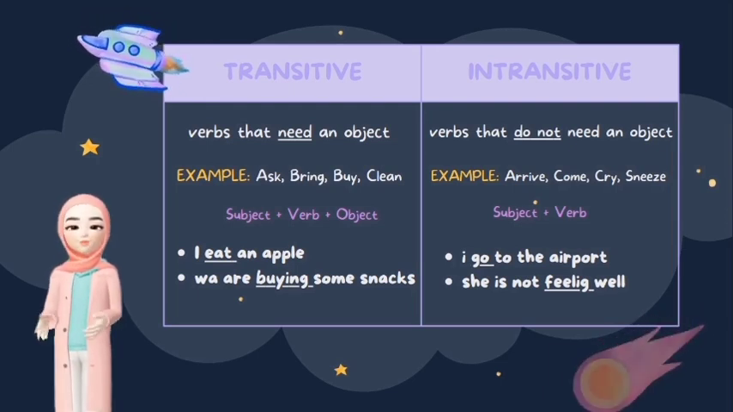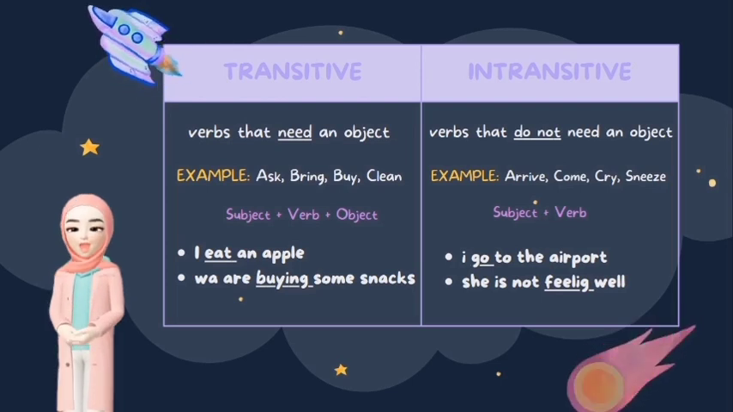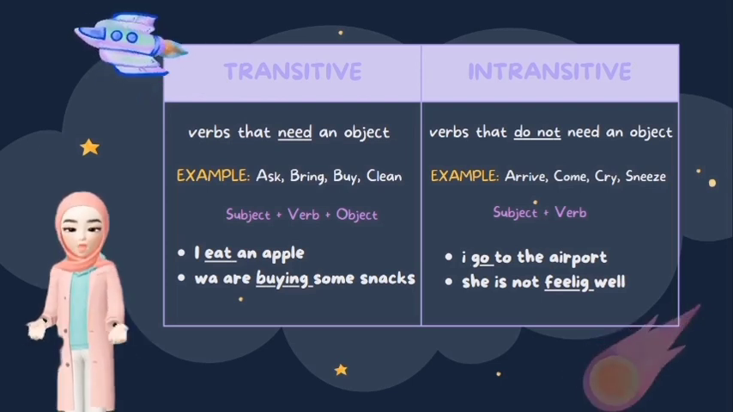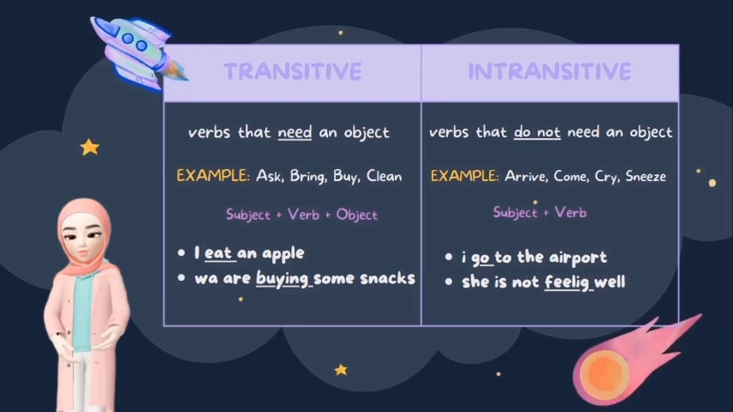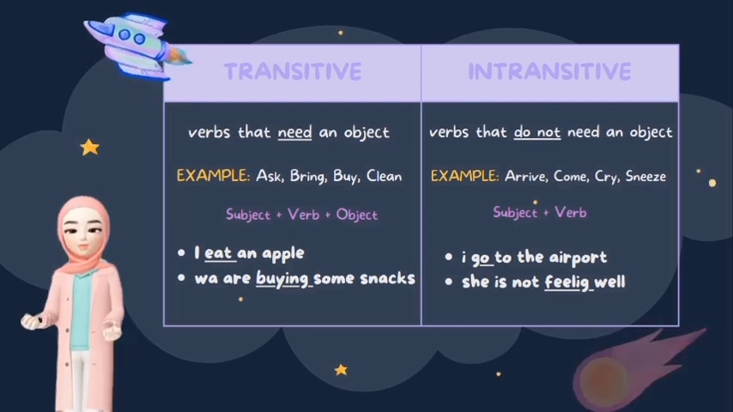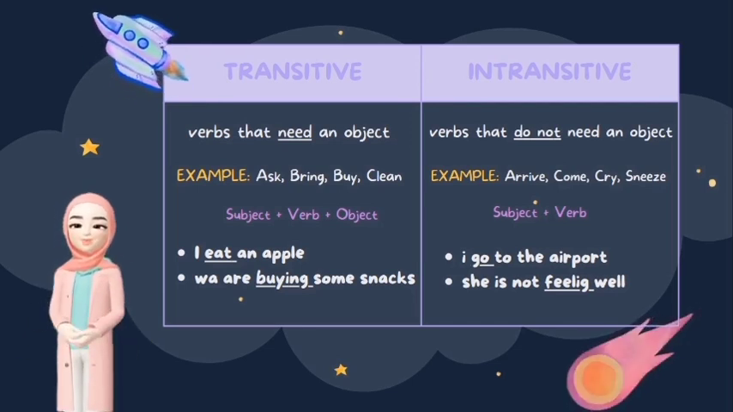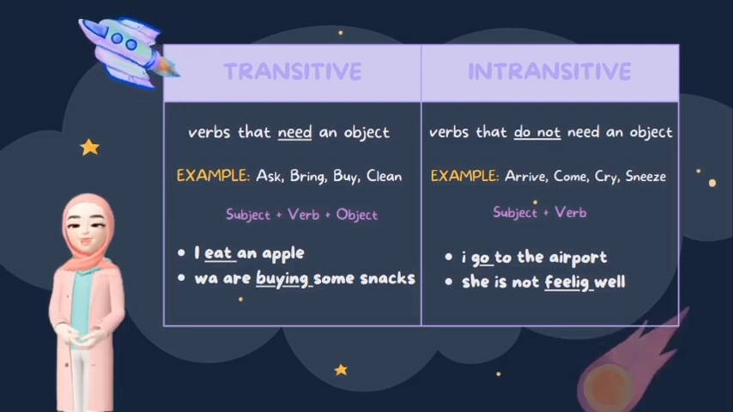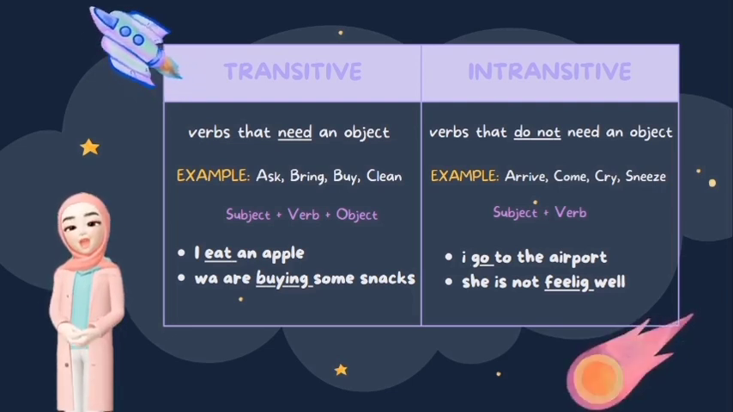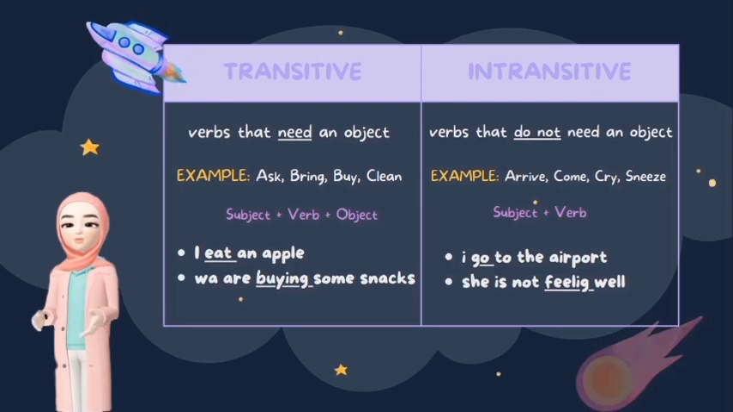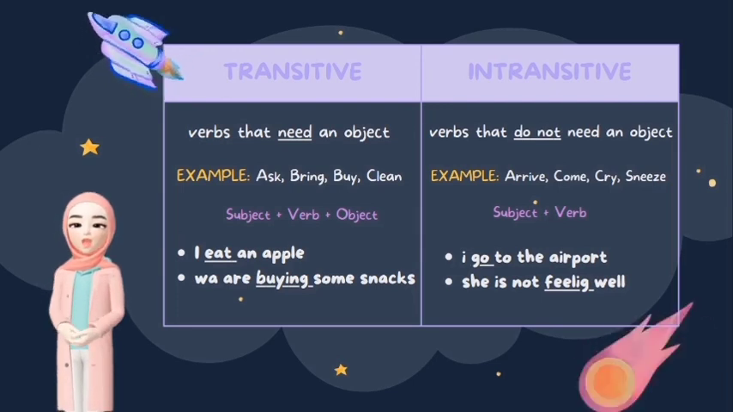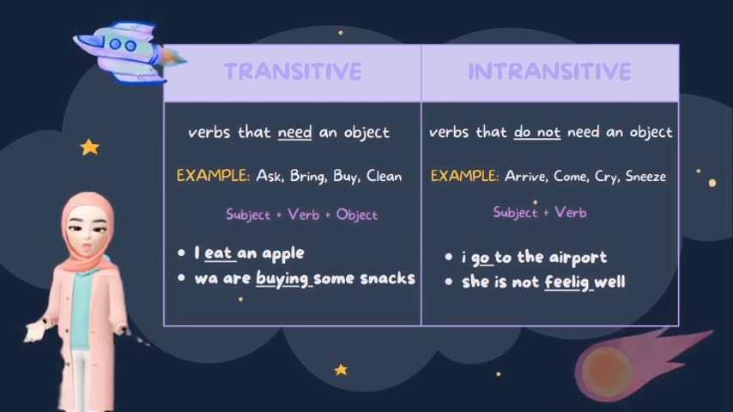Now we go to intransitive verb. Well, as you have guessed, this is the opposite of transitive verb. So if the transitive verb must be followed by an object, an intransitive verb doesn't need an object. It can be followed by an adjective, adverb, or prepositional phrase. For example, "I go to the airport."